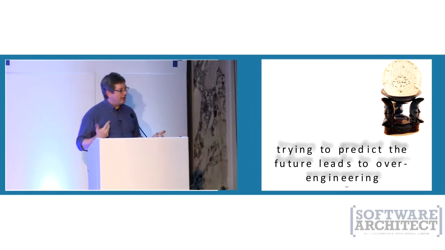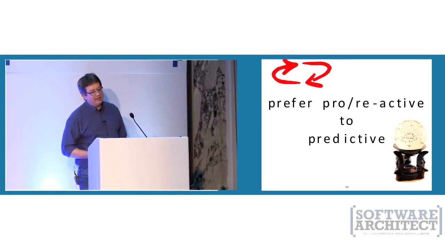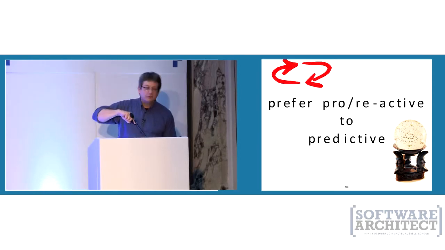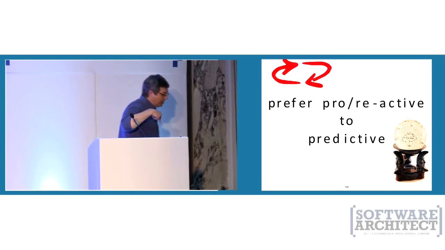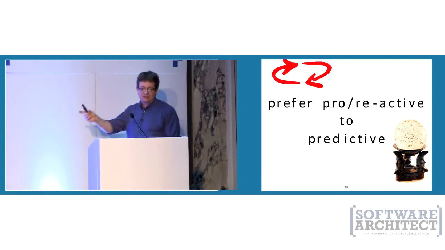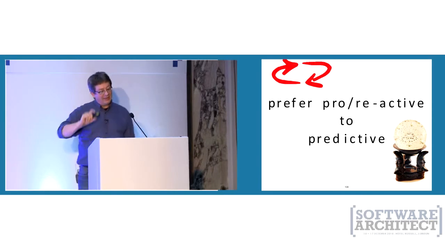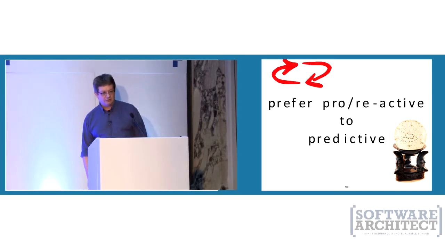Trying to predict the future a lot of times leads to over-engineering. This is a very subtle but important distinction. In the agile world, we're trying to prefer proactive and reactive to predictive. In other words, rather than trying to predict the future, what we're trying to do is be proactive about enabling ourselves to change things in the future and being reactive to look at things that need to change to make sure that we can change them without a tremendous amount of pain. So the combination of proactive and reactive, I think, works much better than predictive from an engineering standpoint.